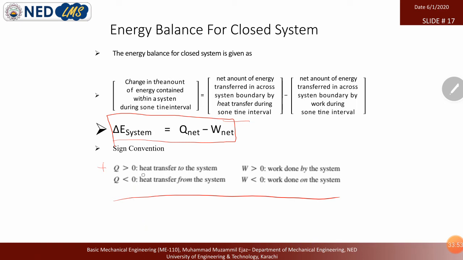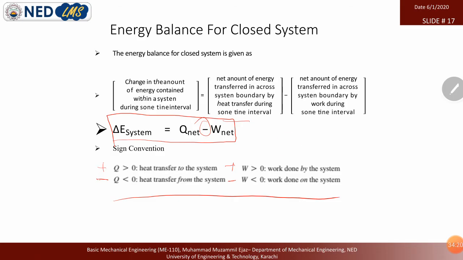Unlike net heat transfer, work done is opposite to it. If work is done by the system, we put a positive sign, but if work is done on the system, we put a negative sign. Why? Due to the negative in the equation, so it works oppositely. So let's move on towards its numerical.